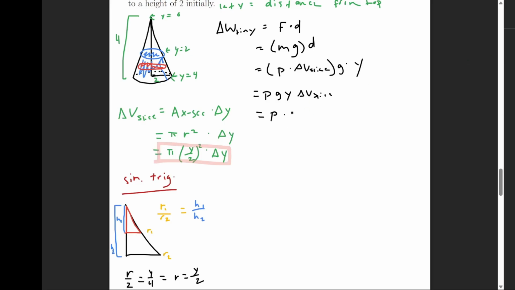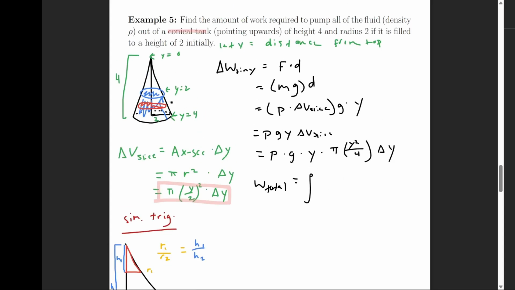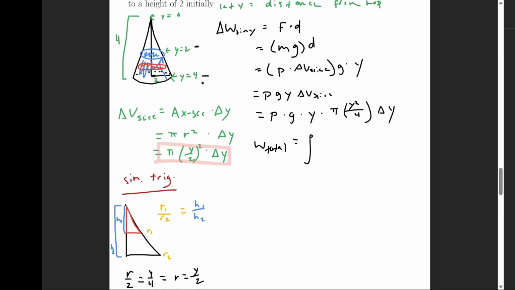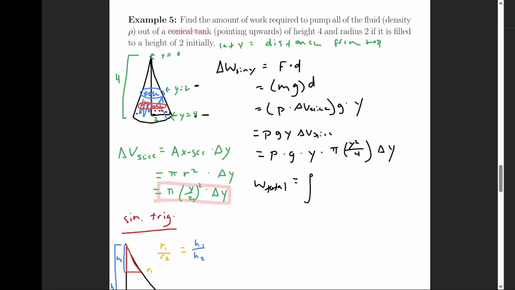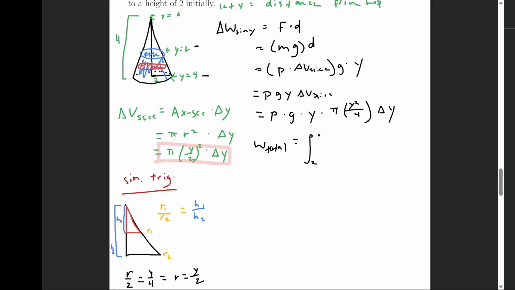So we have density times gravity times y times the volume. We've got pi times y over 2 squared, so y squared over 4, and then the delta y. Now that we have that, we can integrate it. The total equals the integral, and now we have to find out what a and b are. A is going to be the bottom, so from a here to b here. Sorry, the opposite: this is a right here, this is b right here, because a has to be less than b.